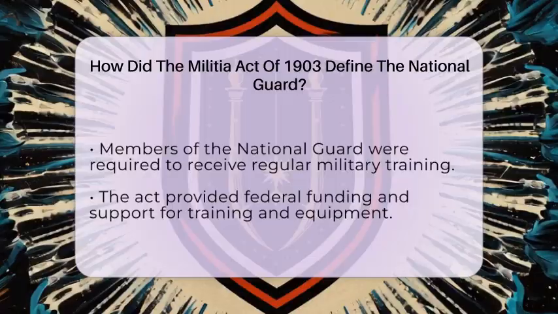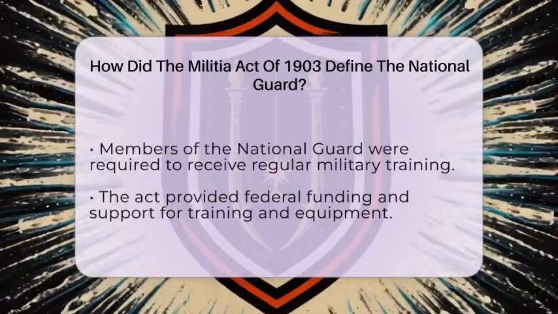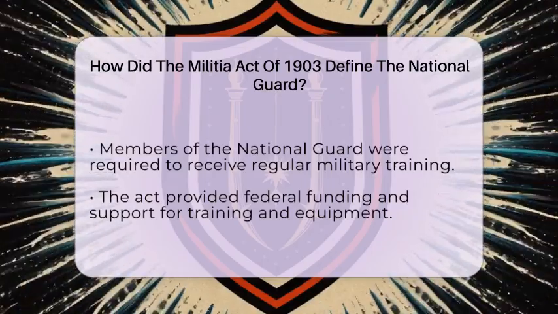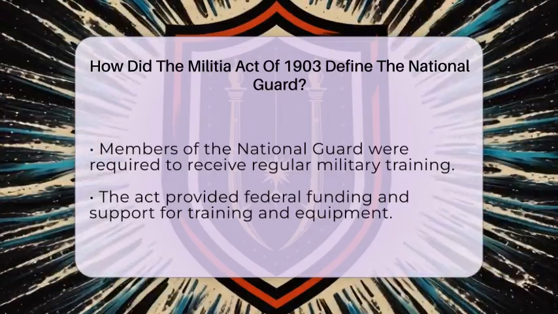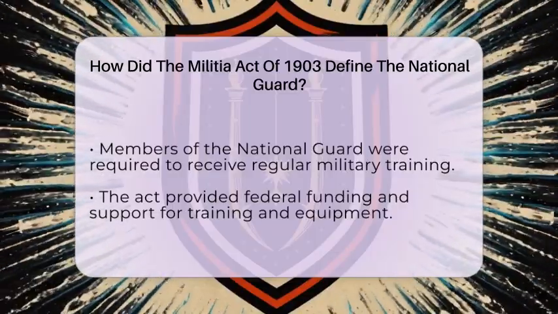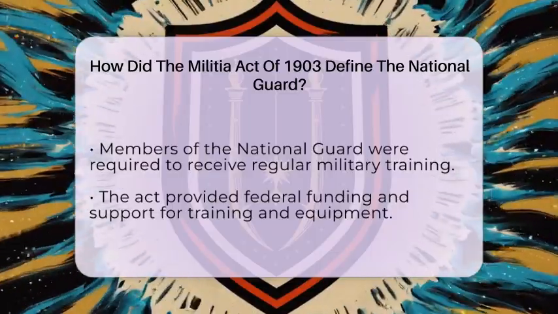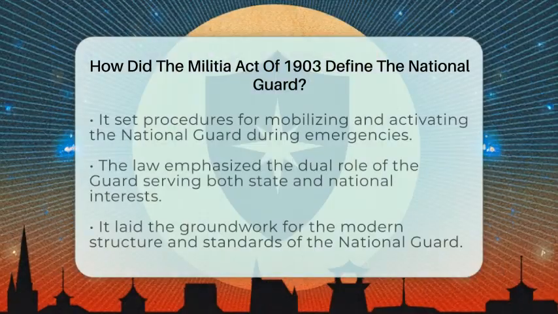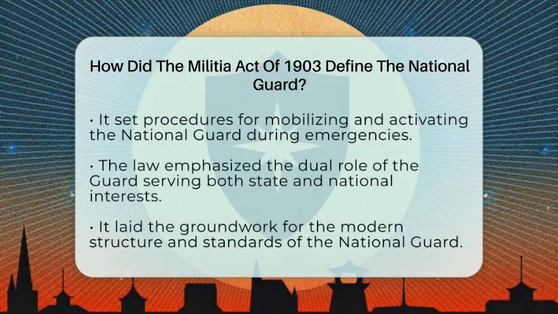Furthermore, the Militia Act of 1903 provided for federal funding and support for the training and equipping of the National Guard. It established the principle that the federal government could assist states in maintaining their militias, thus fostering a more unified and professional reserve force. The law also set out procedures for the mobilization of the National Guard, including the process for federal activation and the conditions under which the Guard could be called into service.